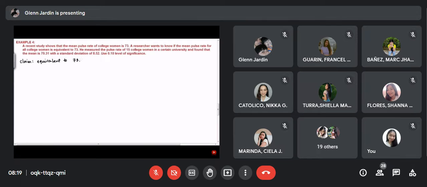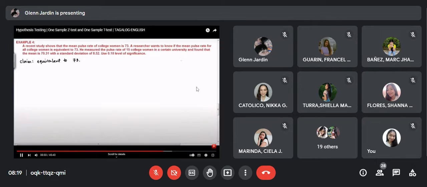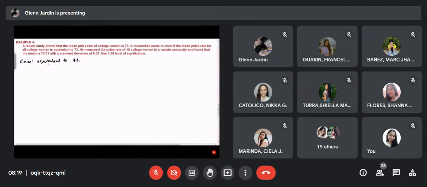Actually, hindi siya claim, pero yun yung gusto niya malaman kung lahat daw ba ng pulse rate ng lahat ng college women ay equivalent sa 73. Okay? So, syempre, ang right symbol ng equivalent is equal. Diba? So, equal to 73, which means equal to 73. Ganyan yung isusulat niyang equal to 73. Okay? So, yan yung gustong malaman ni researcher.